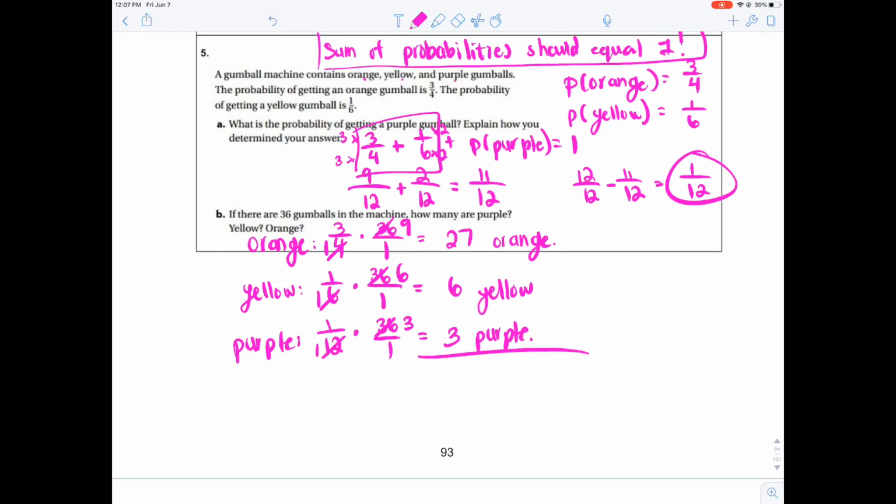Let's add these together. Do they equal 36? 27 plus 6 is 33, plus 3 is 36 total. Excellent. There are my gumballs.